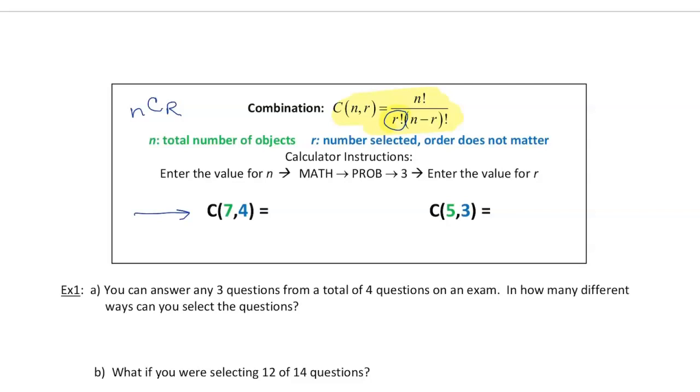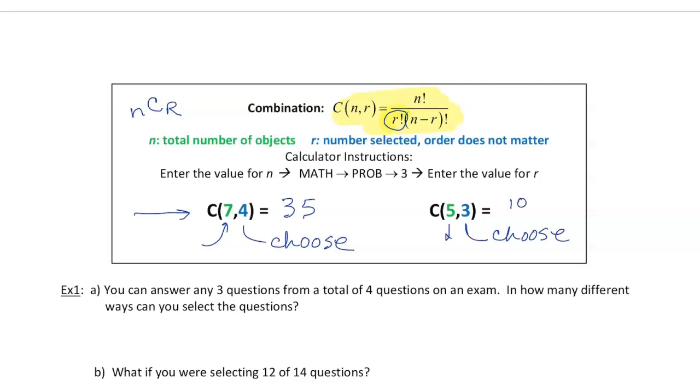So I'm going to press my button, and I'm going to put 7, 4, and I should be getting 35 here. The way I say it, when I do a combination, I say I have 7, and I choose, see the C is the same as the C in combination, I choose 4. So here I have 5, and I'm going to choose 3. Again, I'm going to go back to my calculator and do the 5, 3 combination, and I get 10.